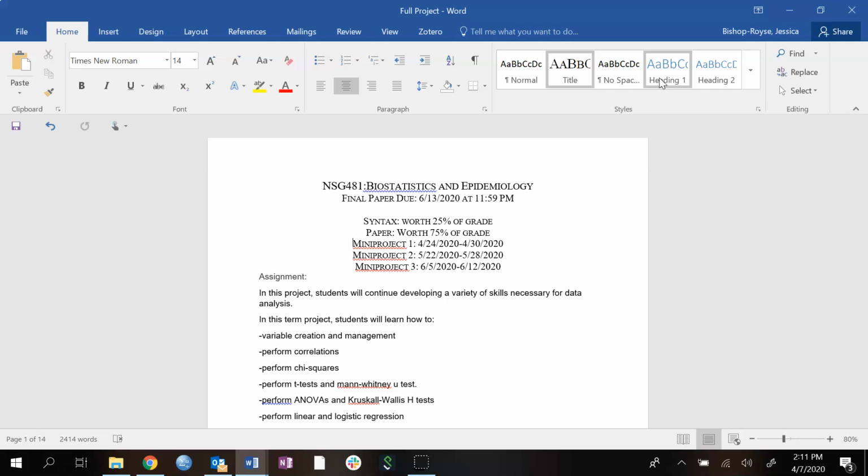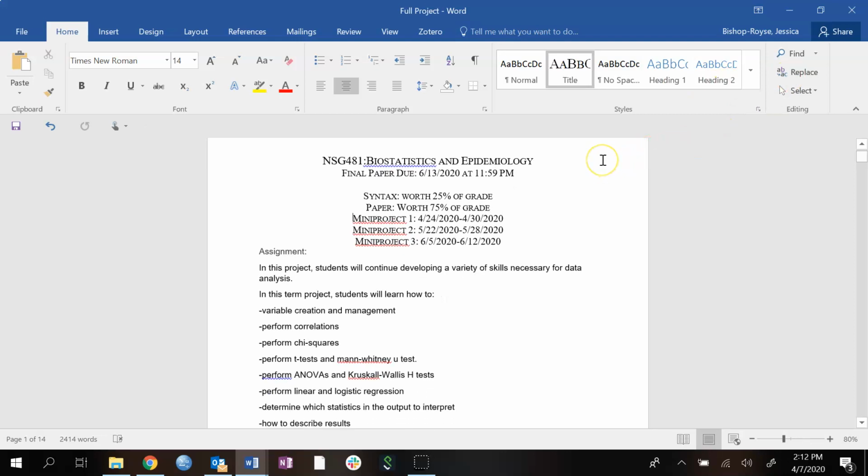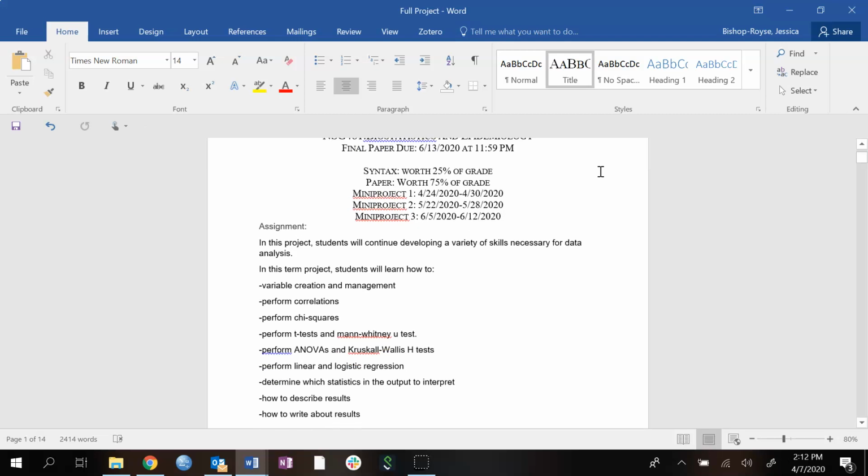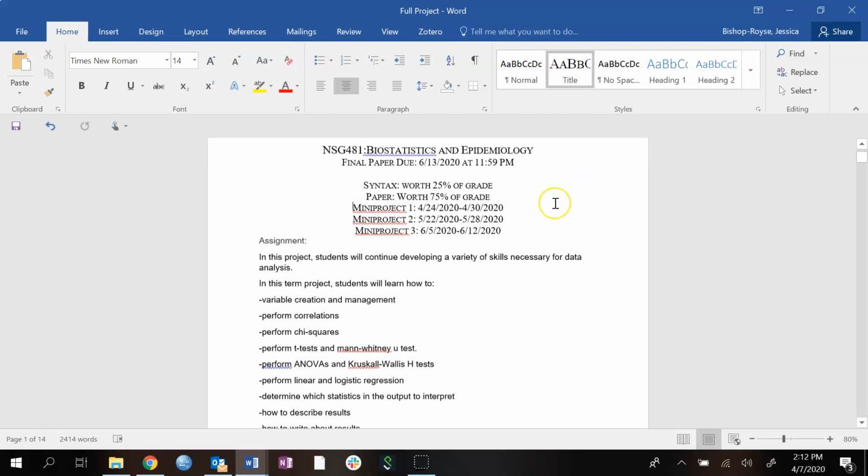In this project, students will continue developing a variety of skills necessary for data analysis. These include variable creation and management, correlations, chi-squares, t-tests, and Mann-Whitney U-tests, ANOVAs, Kruskal-Wallis H-tests, linear and logistic regressions. We'll also be learning how to determine which statistics in the output we will be interpreting and putting into our reports. We'll also learn how to describe the results and how to write about these results.